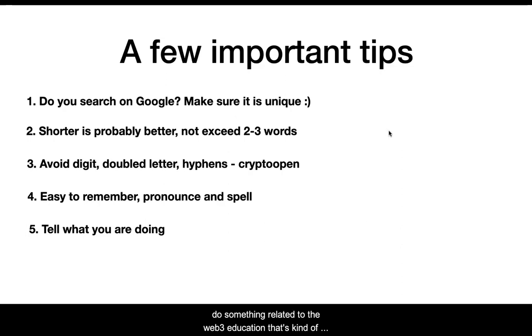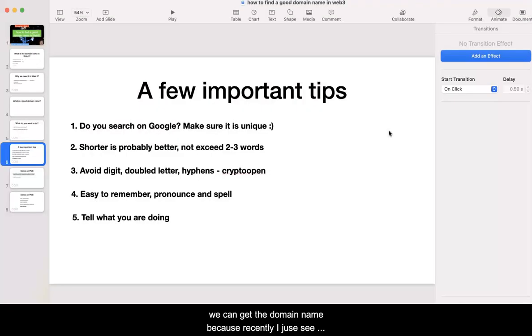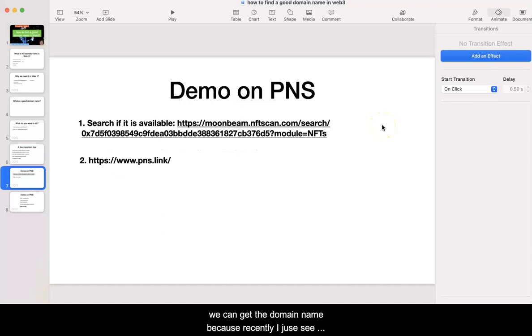That's kind of a name easy to remember, right? So if you want to do a business, like I'm going to sell Apple, but in my domain I said it's orange, then people will get confused. So now I'm going to demo how we can get the domain name, because recently I just saw the domain, like the PNS for getting a Polkadot domain.